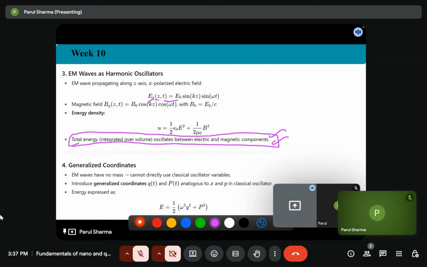And what is the energy density? Energy density is given by half epsilon naught E square plus B square by 2 mu. So now we want to calculate how much amount of energy is present in the electric component.